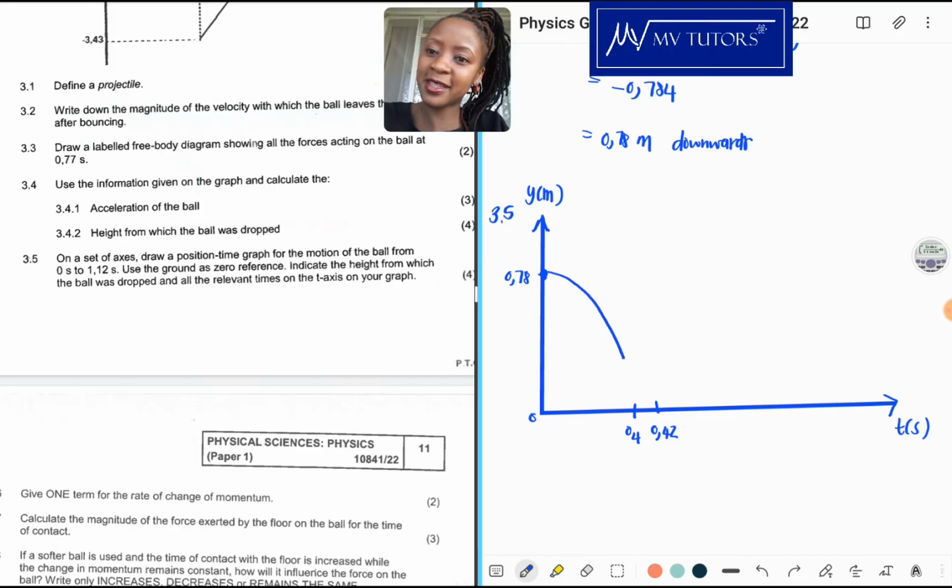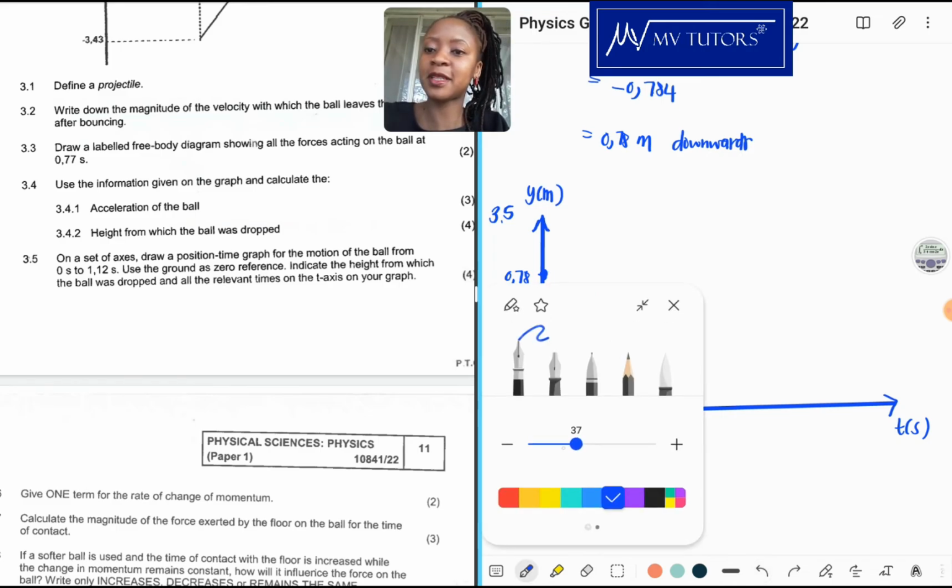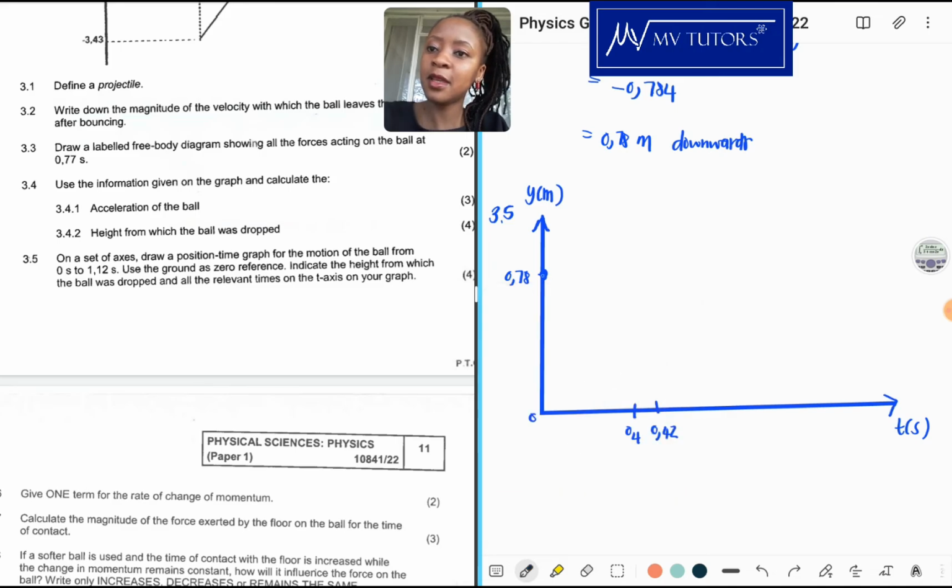Sorry, my face is in the screen. And this space here is quite little. I'll just use a different colored pen. Okay, and then there's that space over there, and then you have, okay, so that is at 0.77, and that's 1.12, and that's 0.78. So basically that's it.